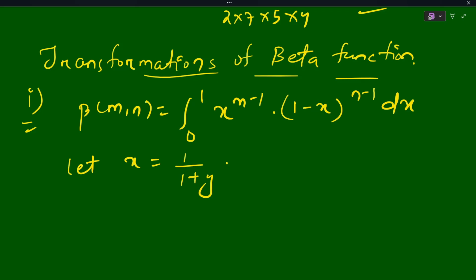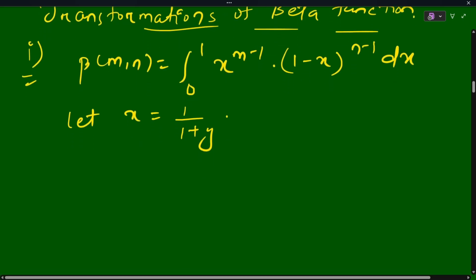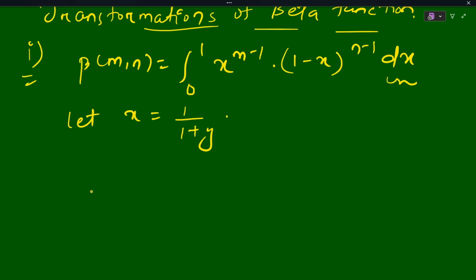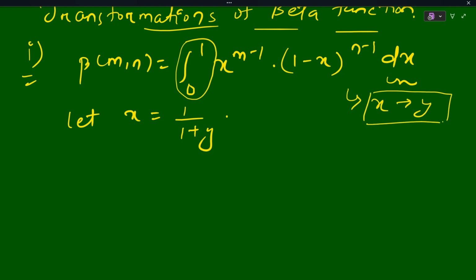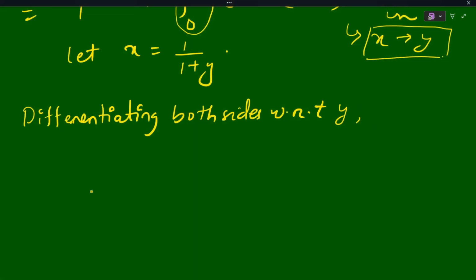From this substitution we'll first find the value of dx. The x value is known, the dx value we have to find, and another thing is to find the limiting value. Here the transformation is changing from x to y, so this integration is changing from x to y, and all these things should be in terms of y only. This term would be dx/dy, and the right hand side term would be d/dy of 1/(1+y).